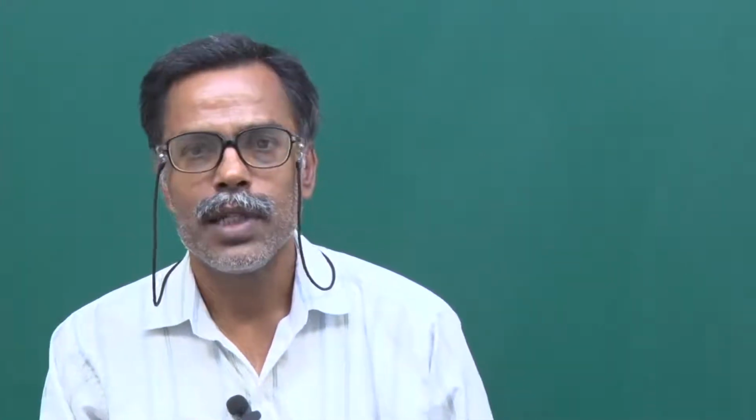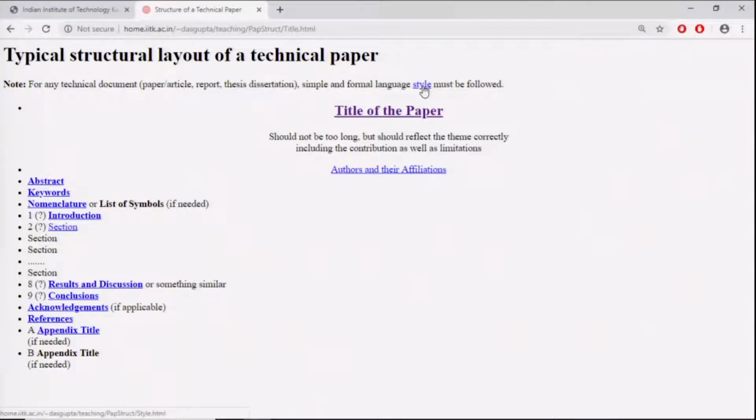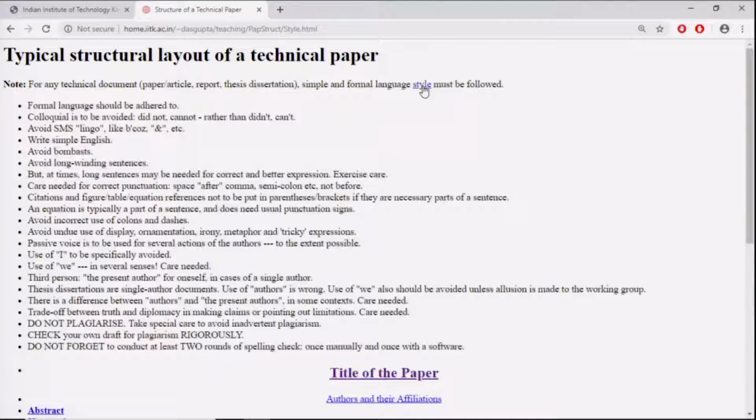For example, in a thesis dissertation, you will have chapters and there will be sections inside that, while in a paper, the major sectioning elements are sections. So, what is this simple and formal language style that you must follow? For that there are several issues here.